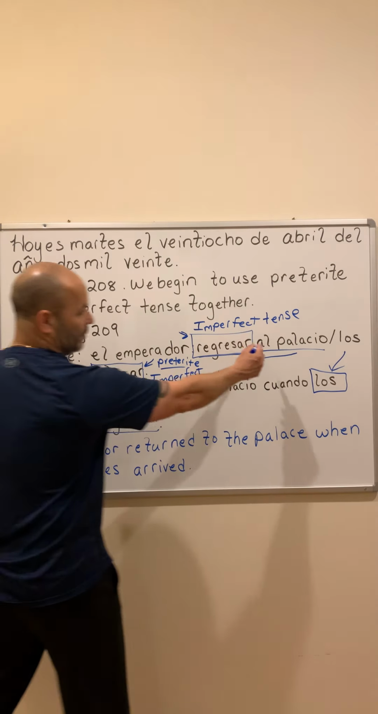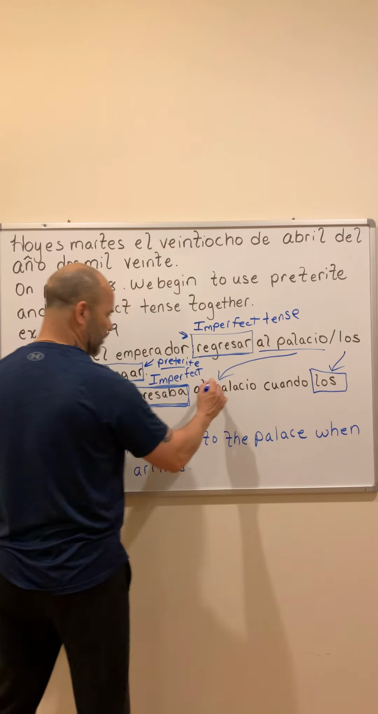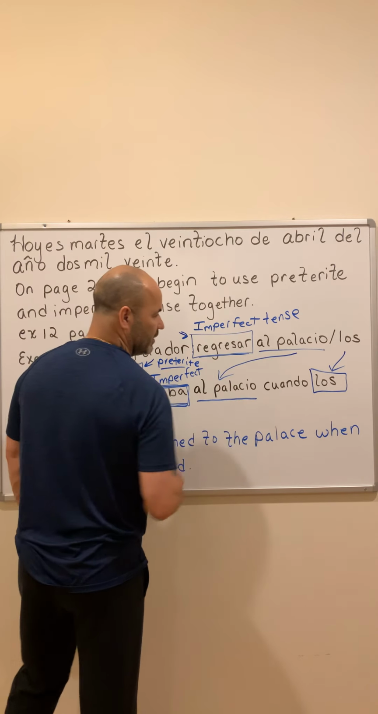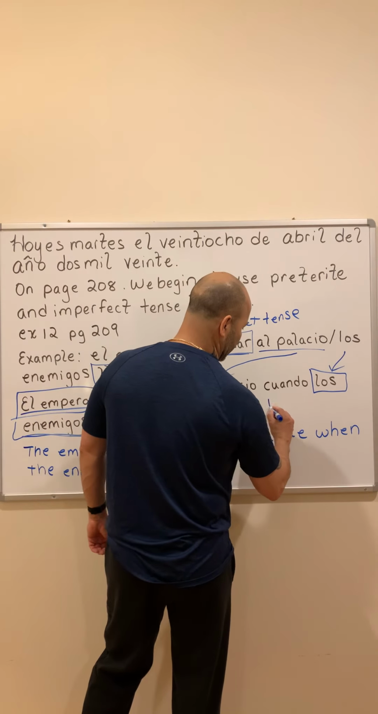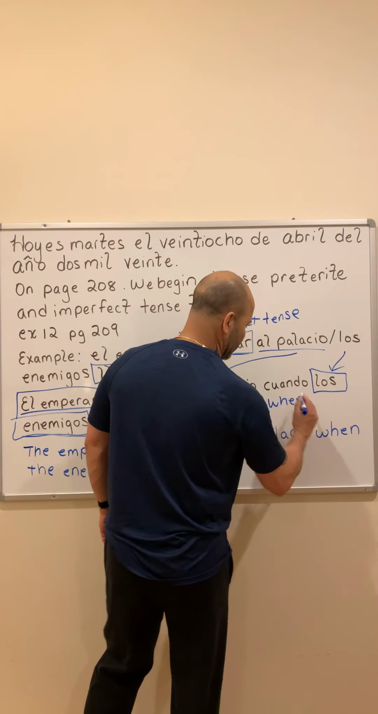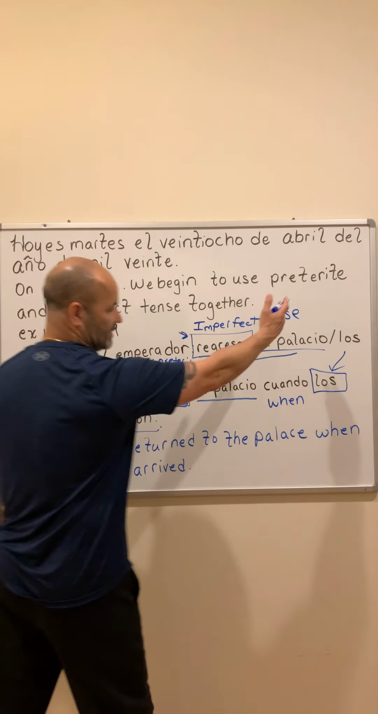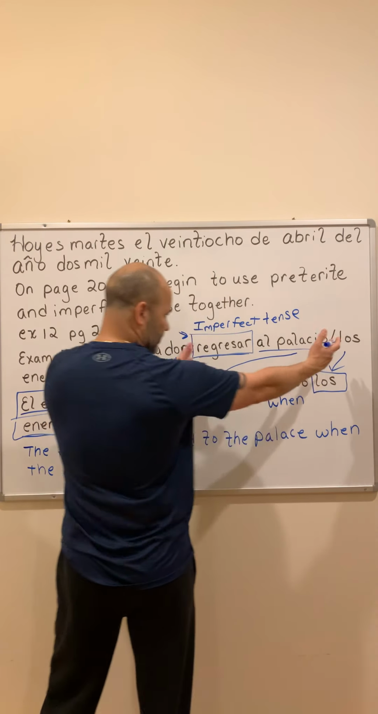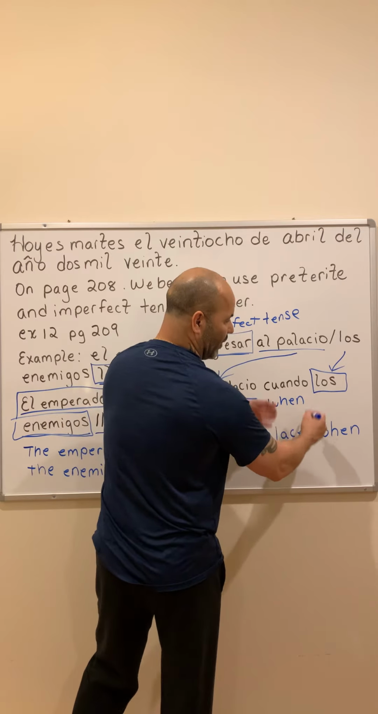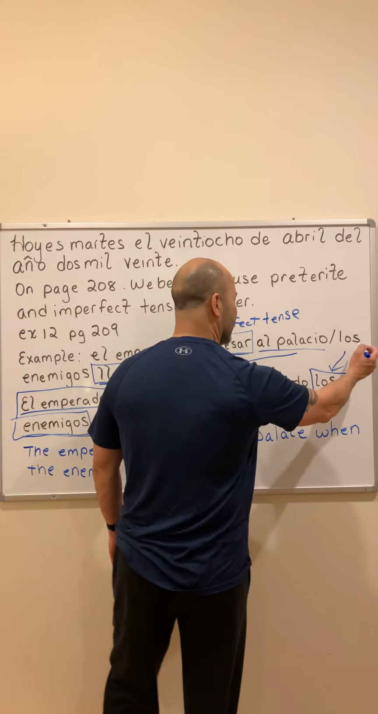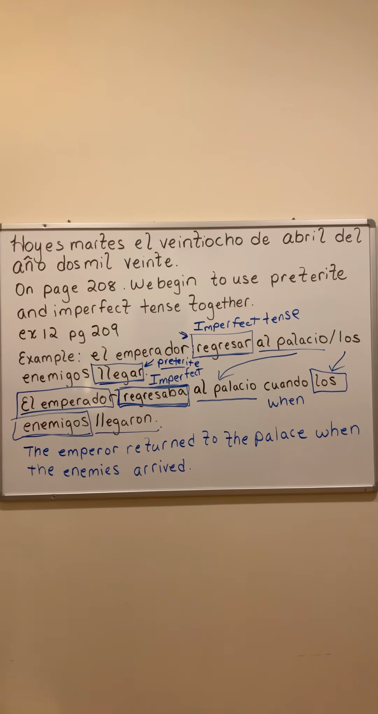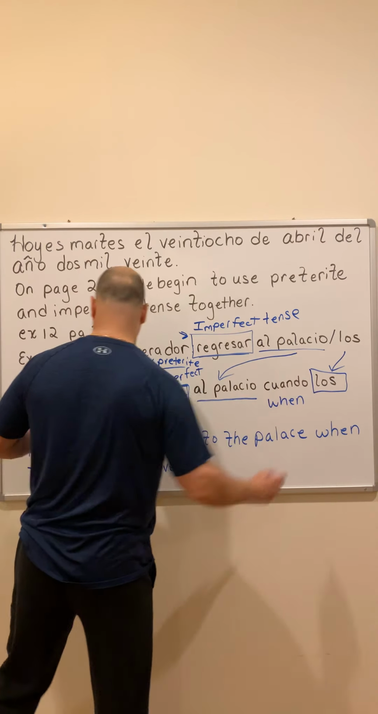And then you just copy down al palacio, bring it down, it's right here. Okay? Now one word that you're going to have to add in as well is cuando. And we know that cuando means when. Okay? So once you copy down that second set of words, make sure you write when then. So now you're going to copy cuando. So then we go here, we got los enemigos. So you write down los enemigos.